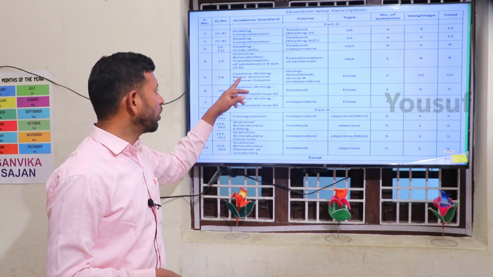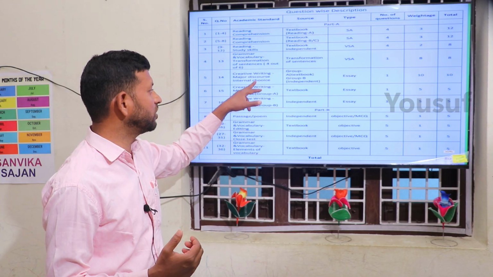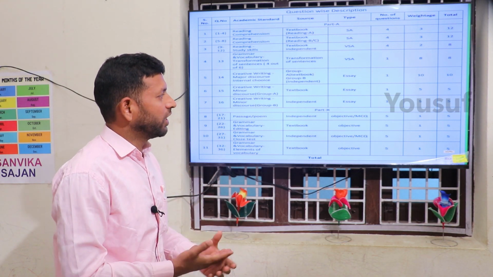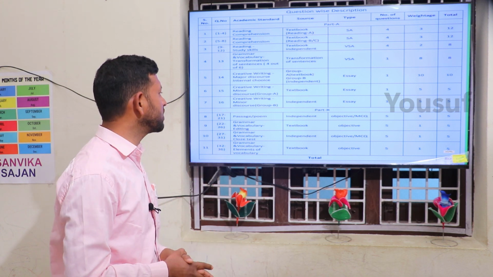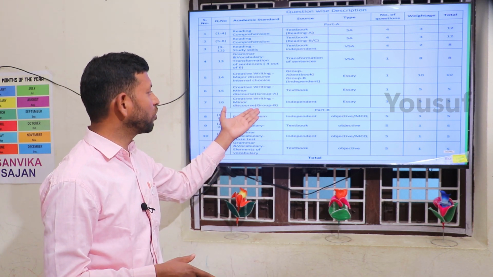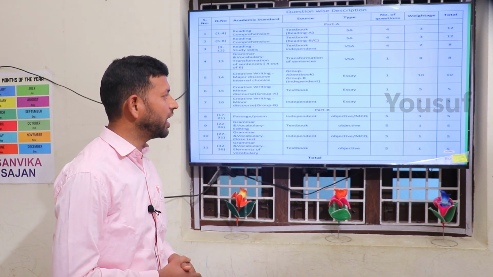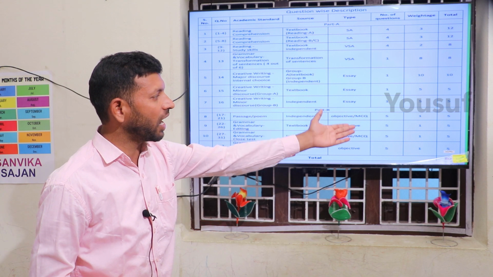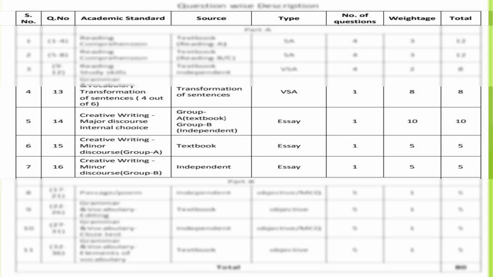So then come down to the creative writing major discourse, internal choice, that is textbook group A and group B. For that we are going to get 10 marks. Then come to the creative writing minor discourses, that is group minor discourses independent. That one is independent, one more is from the textbook you will get. That is also like an essay, 1 question will be there, and you have to answer only 1, and then 5 marks for each.